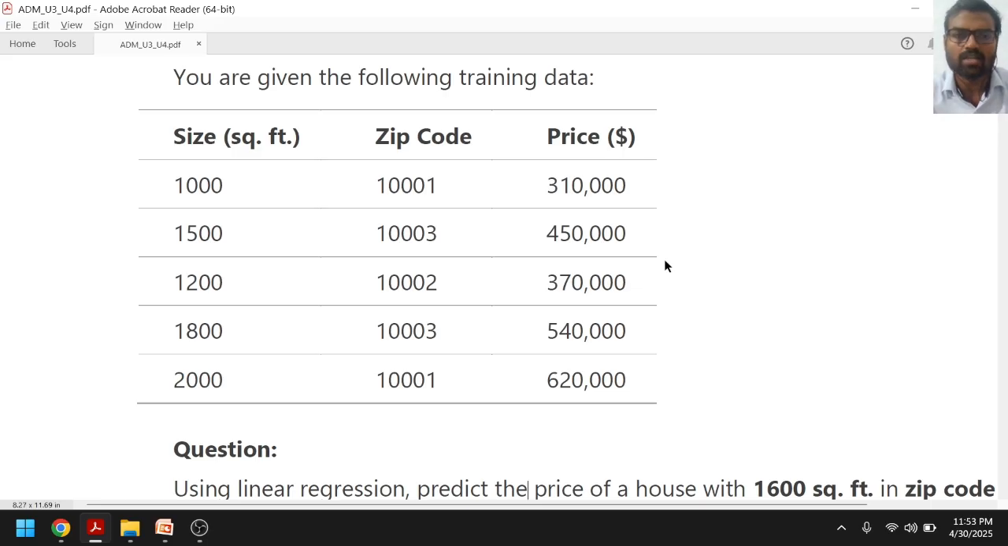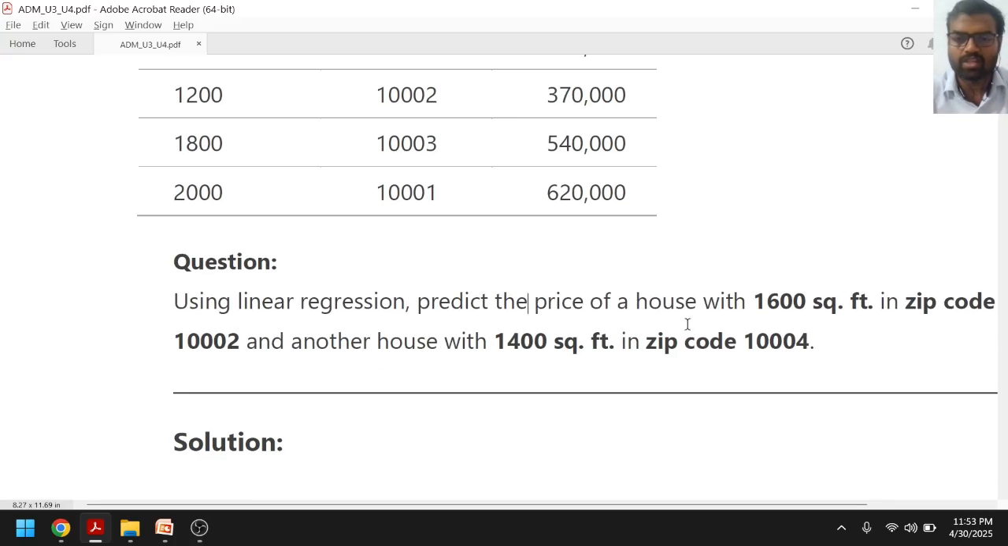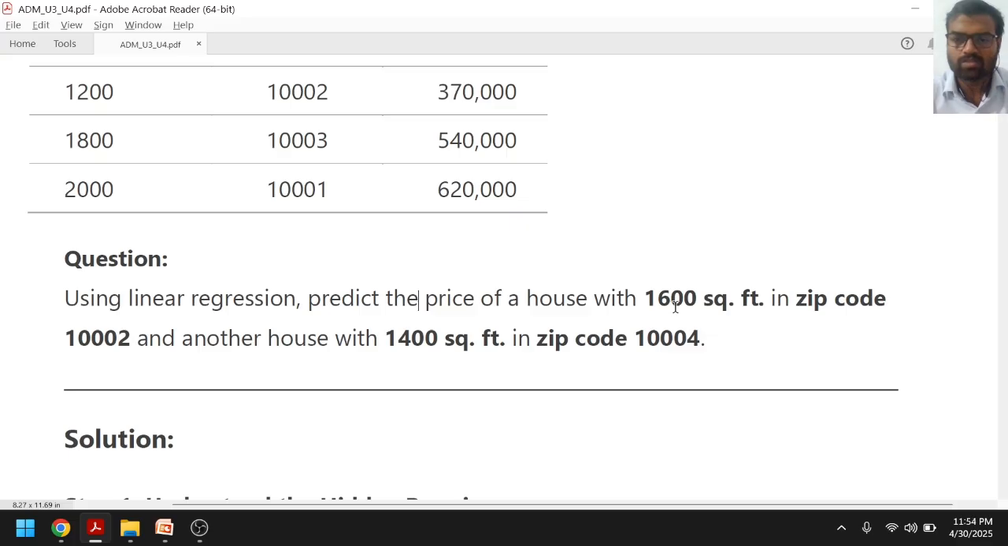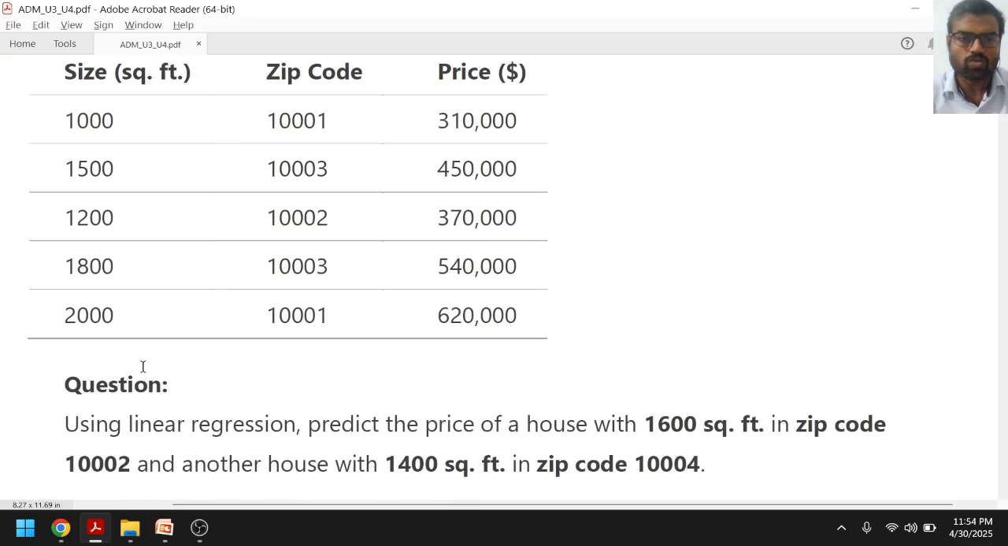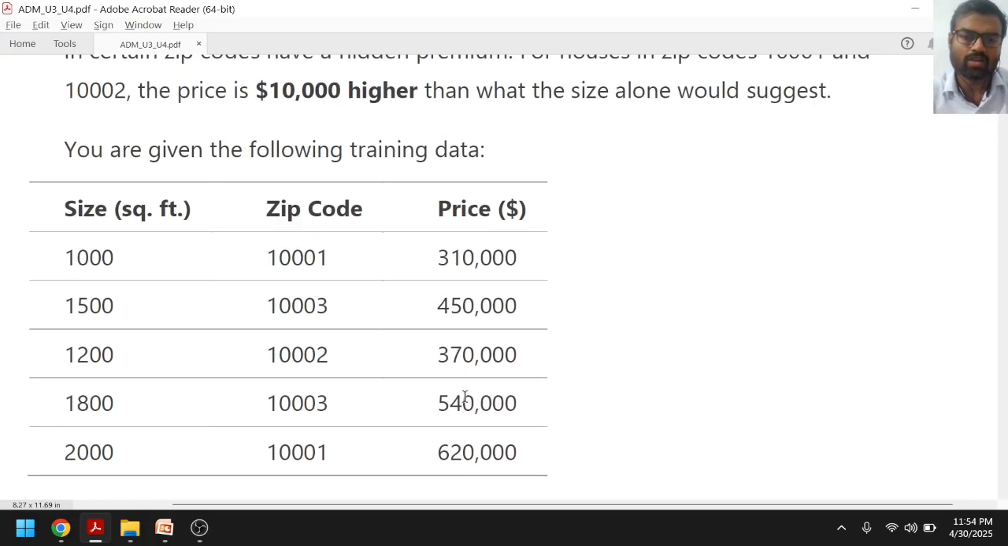Linear regression is all about that. One line meaning what? y = mx + b. So you're going to follow these ideas whenever you see this kind of data set. The question is asking you to predict a house price for a size of 1600 square feet with zip code 10002, and another problem with 1400 square feet. What is the price of that house?